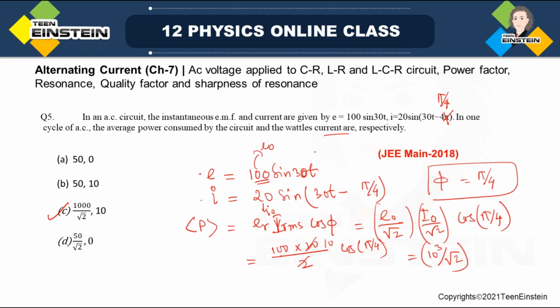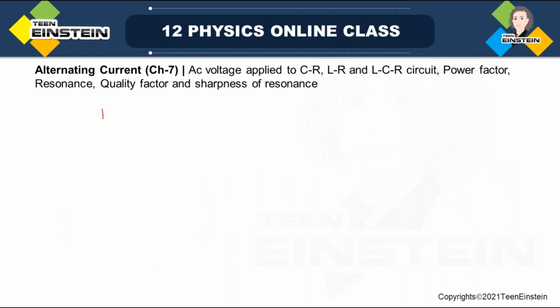Now we have to find out the wattless current. The expression for wattless current is given by I sine of phi. This is the wattless current.